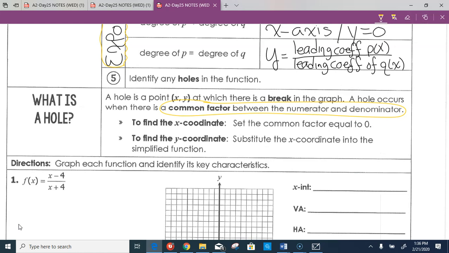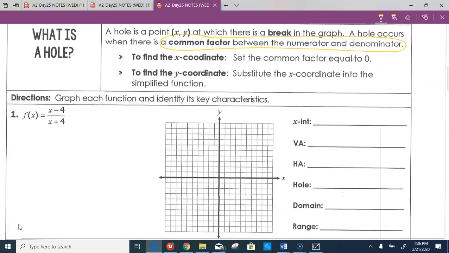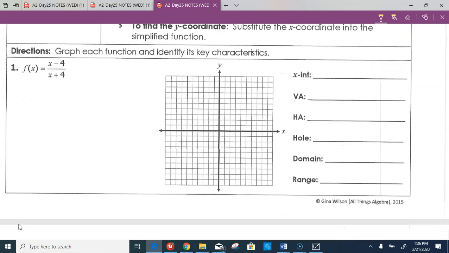So let's go ahead and talk about how we're going to graph rational functions. There's a couple of key characteristics we're going to work on identifying first, and we need all these different characteristics in order to get an accurate graph. So the first thing we're asked to find is the x-intercept. Step 1 says, if possible, simplify your function. This function is already in simplest form, so step 1 is done.